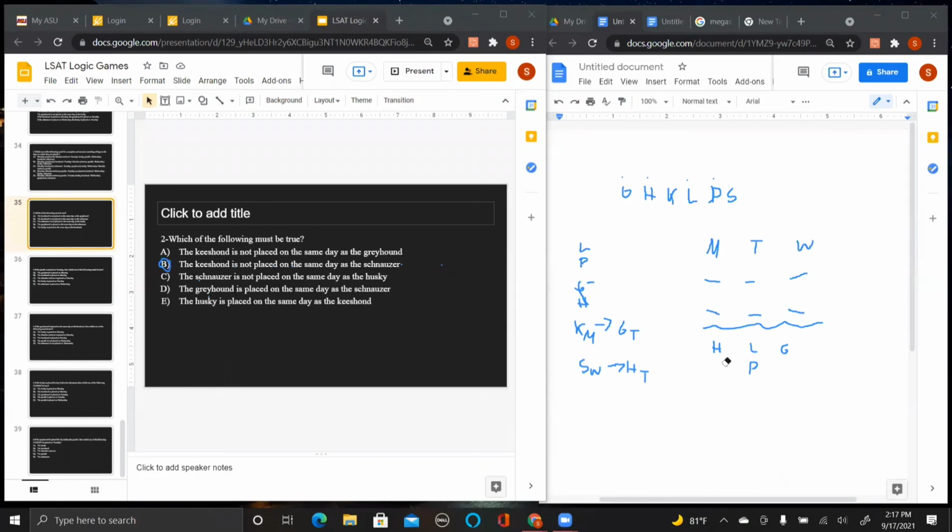It's all making sure you figure out what's deducible from the rules beforehand. As long as I have that, this question is super easy. So on to number 3.